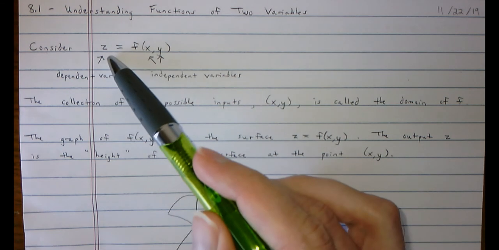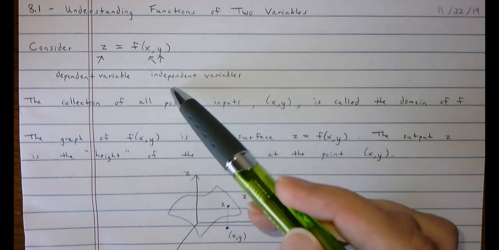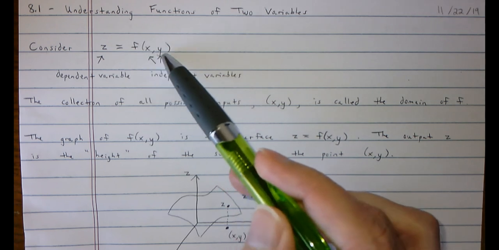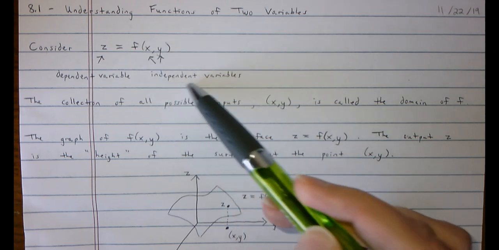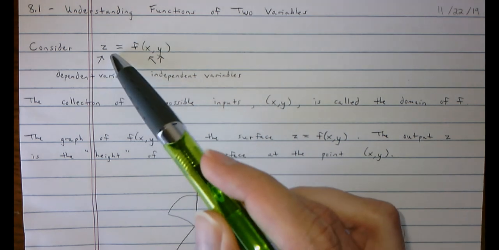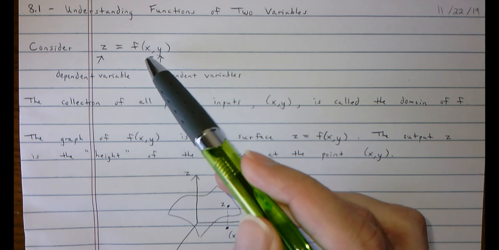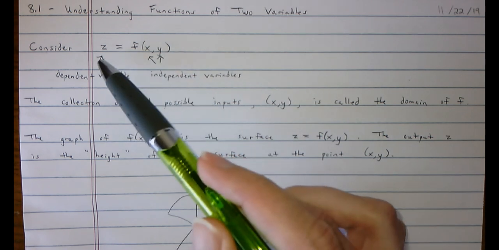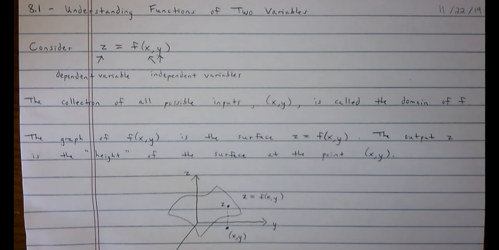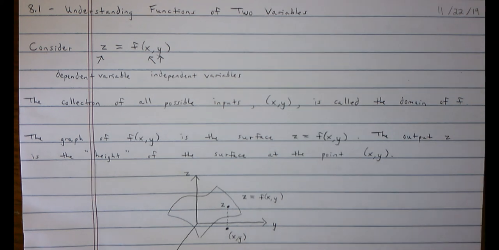I could write z equals f of x, y. Notice now both x and y are playing the role of independent variables, and z is the dependent variable. So we need to plug two things into this function, x and y, to get an output z. The collection of all possible inputs, or ordered pairs (x, y), is called the domain of the function f.